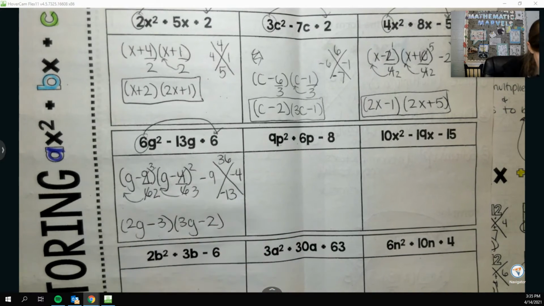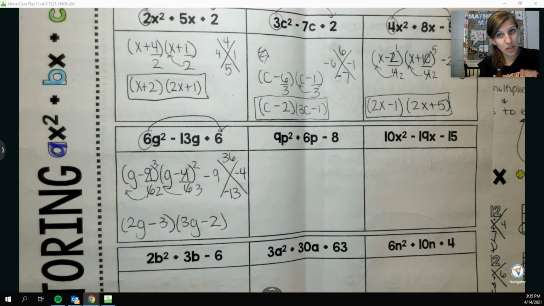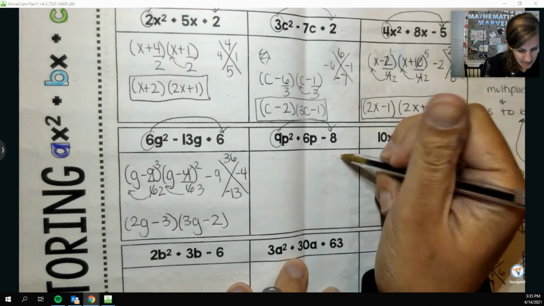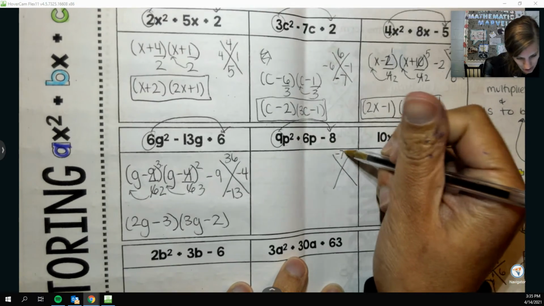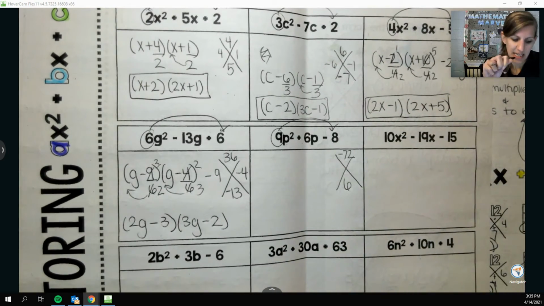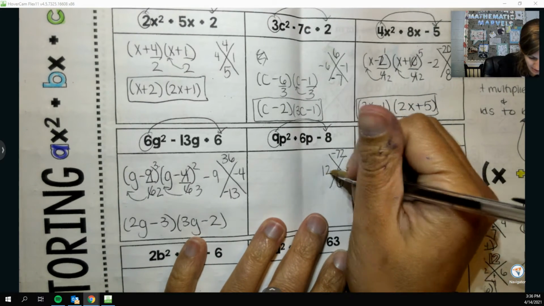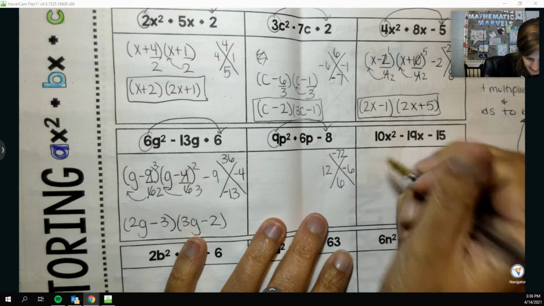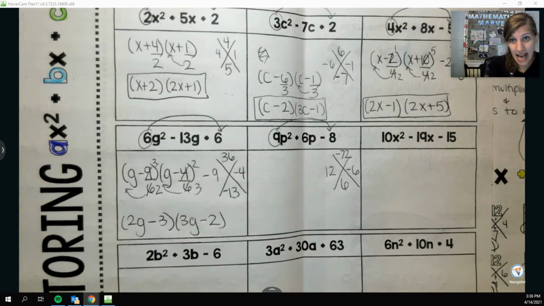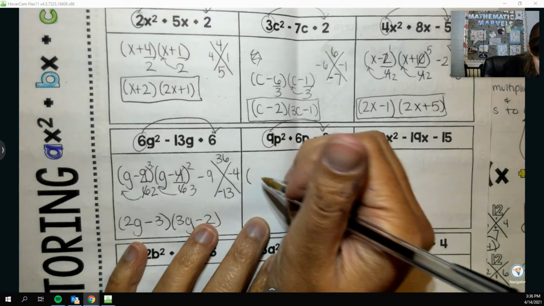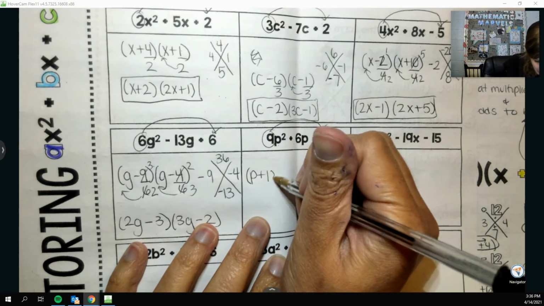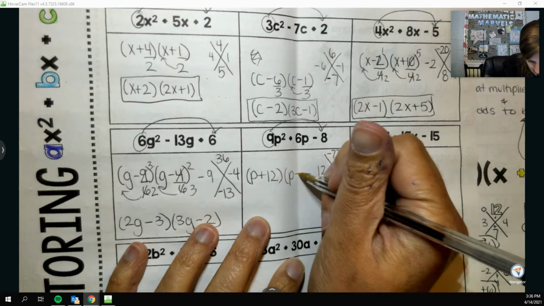So whatever is on the bottom goes in front, and whatever is in the numerator stays. On to the next. I'm going to take that number and slide to the back. And I get -72, trying to add to 6. 12 and something? No. Yeah? 12 and 6. Yeah. 12 times 6 is 72. And if I make this 6 negative, then I'll get a +6 when I add. So we'll have p plus 12, p minus 6.